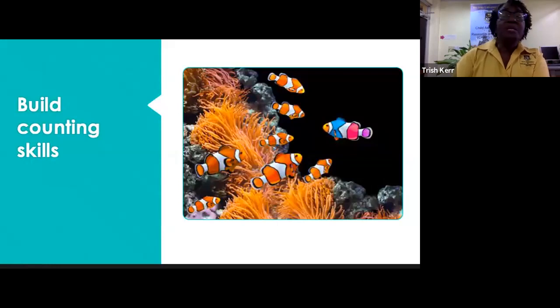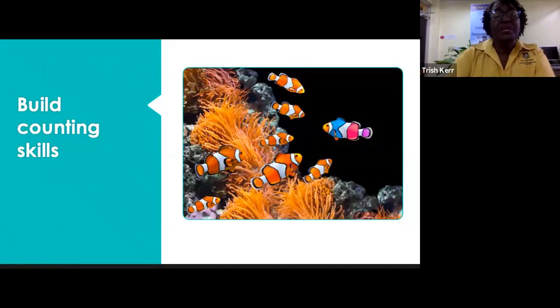Okay, how many large fish? And they may say 3 again. So there are 2 fish. What would you say? Those are medium size. And so they're learning other terms, the math terms that they can use to describe and to put things in order.